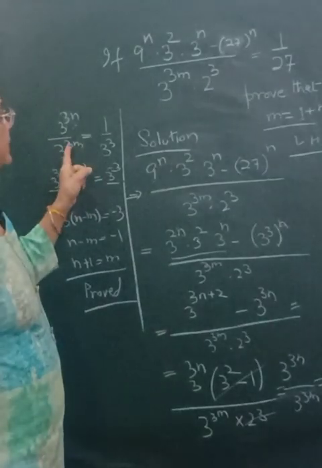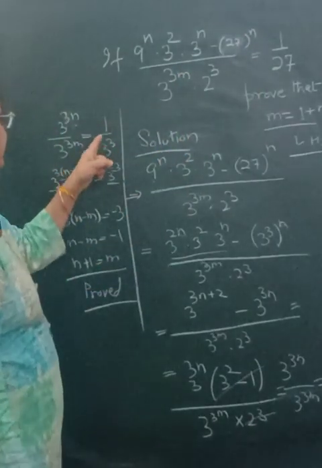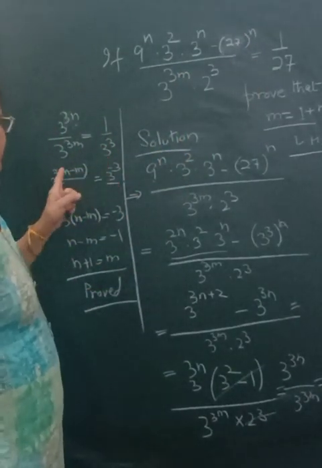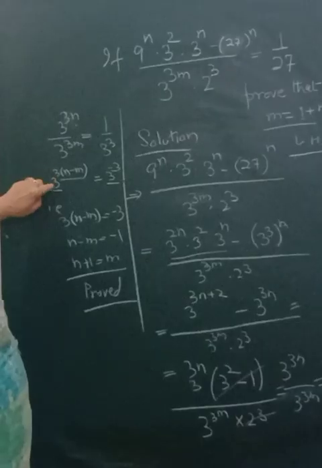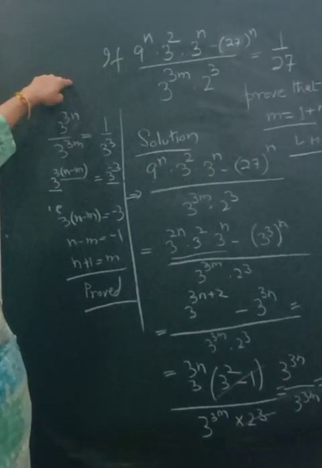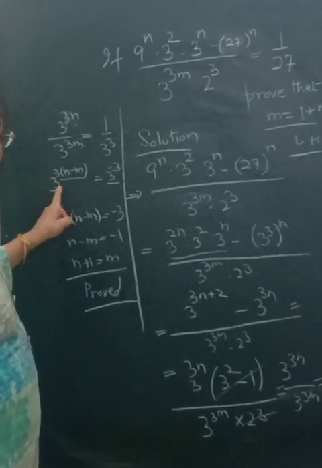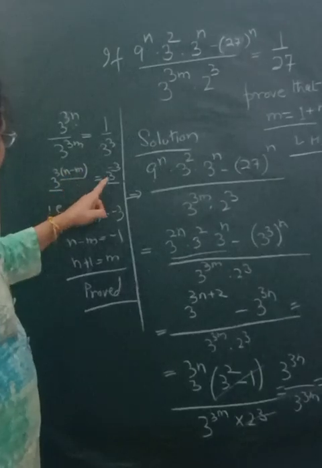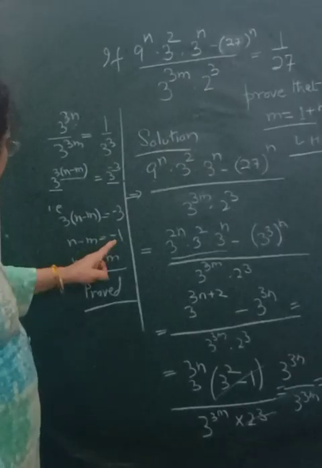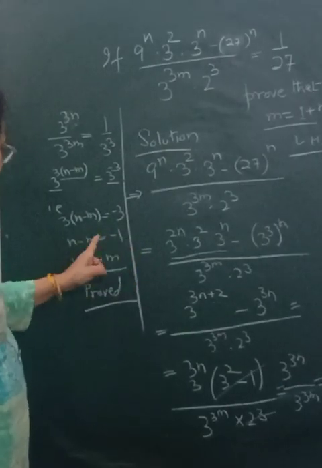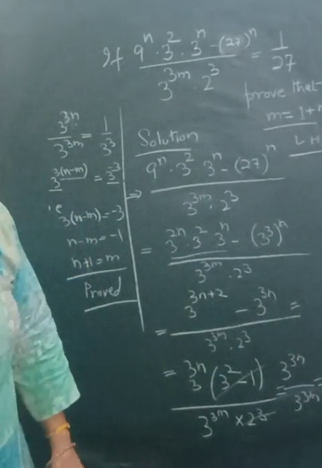That is the left hand side. Right hand side was given 1 by 27, which can be written as 1 upon 3 to the power 3. Hence all the powers are converted to the same base. 3 to the power 3n minus 3m, this goes upward. 3 is taken common, n minus m is equal to minus 1. Now base is same, so the powers are equal: 3 times n minus m is equal to minus 3. It means n minus m is equal to minus 1. It means m will go to this side, 1 will go to the left hand side, n plus 1 is equal to m. This is proved. Okay?